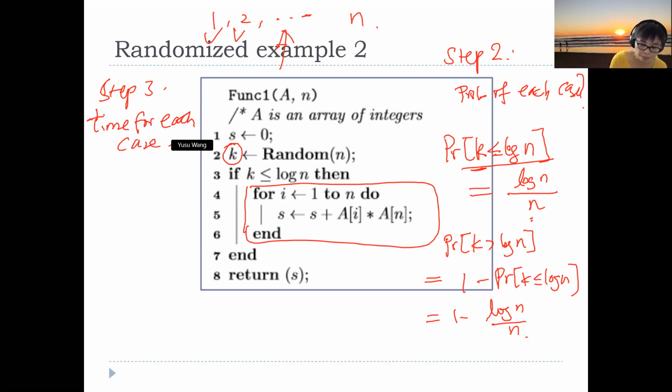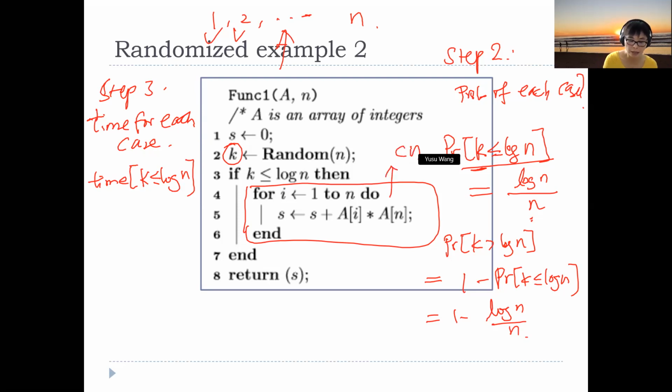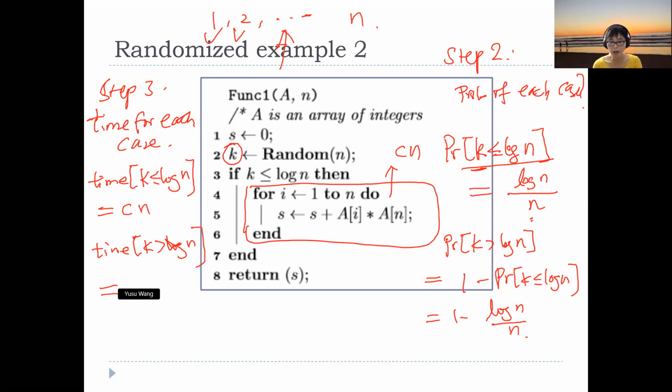Well, we have 2 cases. The time for k happening to be smaller than log n. Well, if k is smaller than log n, we have to go to the code and execute lines 4 to 6. So that's cn time. Okay, so that is basically linear. And if k is bigger than log n, what do I have? Well, if k is bigger than log n, we don't do anything. We just immediately return. So we do nothing. So the whole time is basically constant for all the other steps in this algorithm.